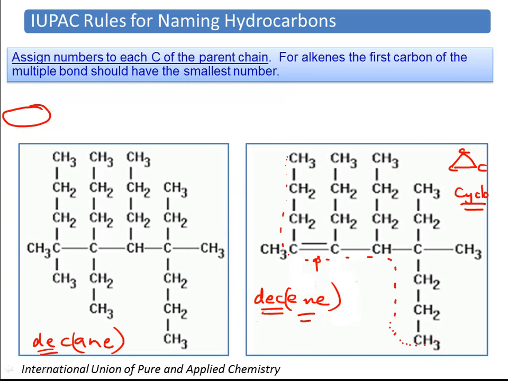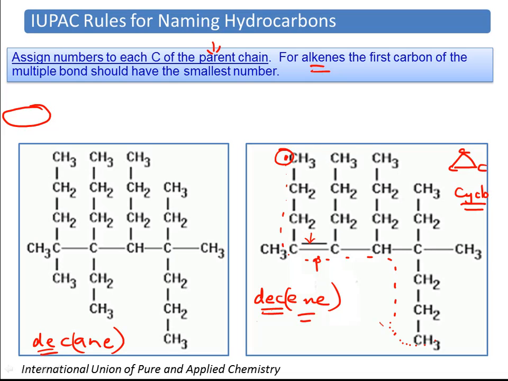Now, let's move on to the next one. The next one says, assign numbers to each carbon of the parent chain. For alkenes, the first carbon of the multiple bond should have the smallest number. So what we're looking at is I'm interested in the last part here because we've been looking at this in the other video. I'll re-mention that, but I'm just looking at the last part. If I'm numbering this one, because my chain starts here and the double bond is closer to this carbon, that will give this double bond the lowest possible location number or position in the chain.